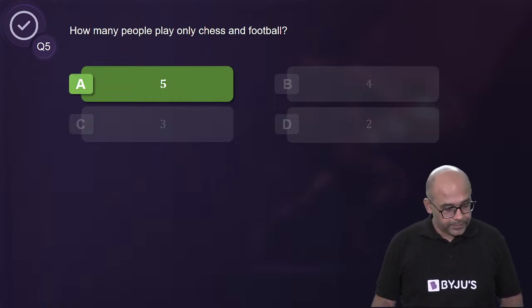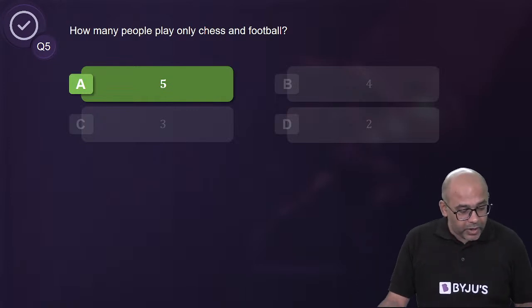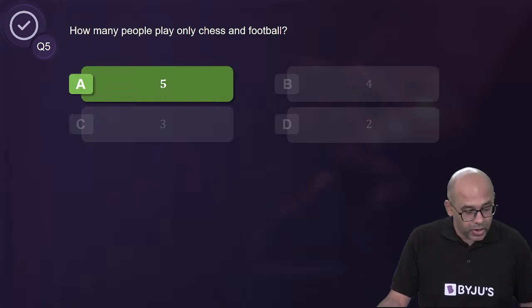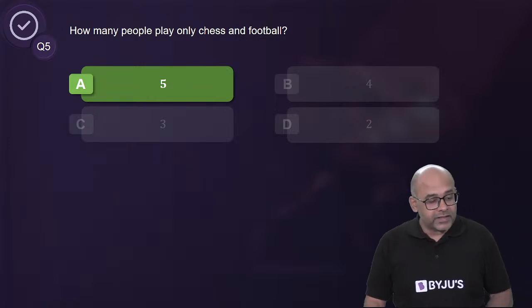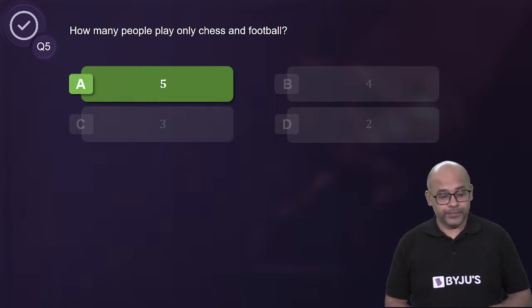Okay. Very good, Mohan. That is basically the logic. 25 don't like to play hockey means 25 will end up playing hockey. Right, my friends? I hope this is clear.